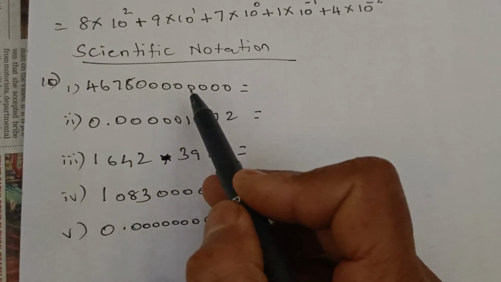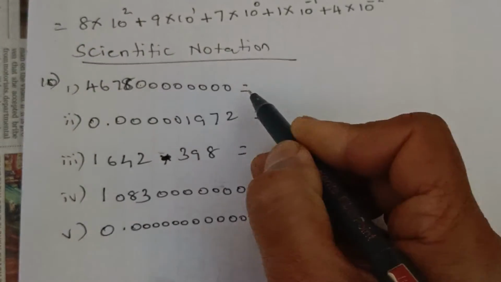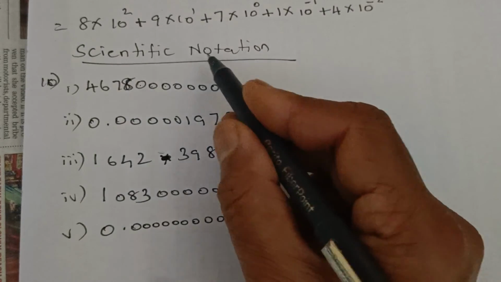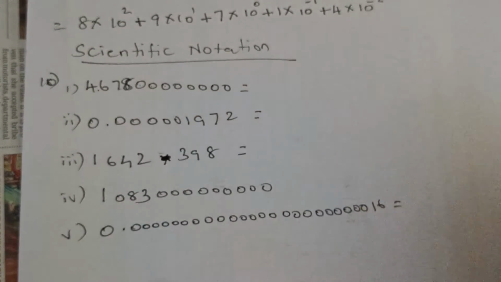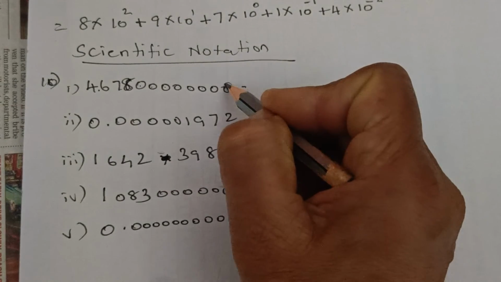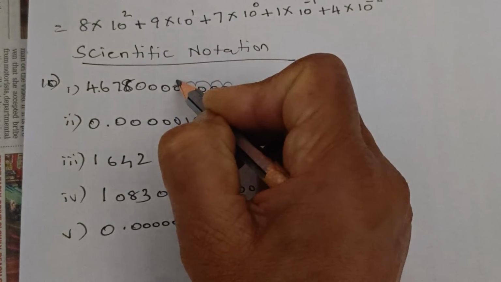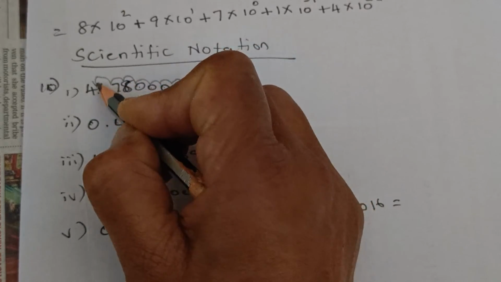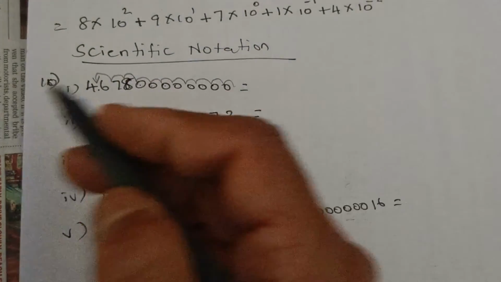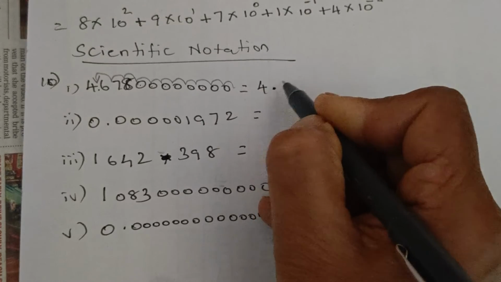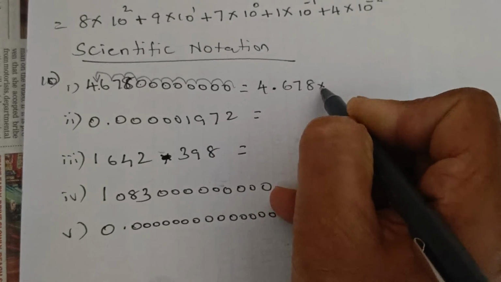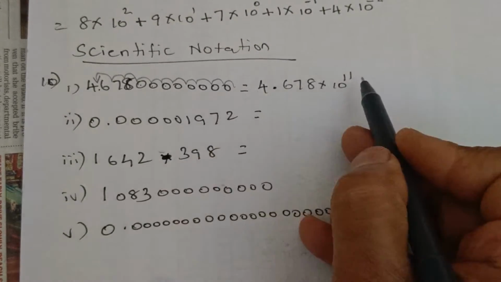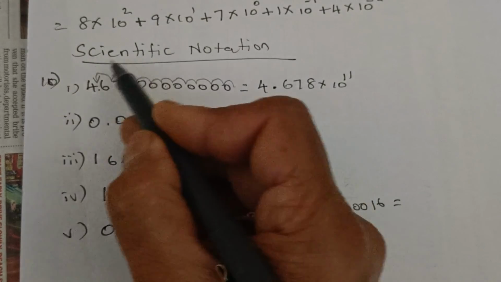Now it is a whole number. Where is the decimal point? The point is here at the end. So from here we have to move the point till here. So how many digits are we moving? 1, 2, 3, 4, 5, 6, 7, 8, 9, 10, 11 digits we are moving towards the left side. So it is 4.678 into 10 to the power 11. Why 11? Because we are moving 11 digits.